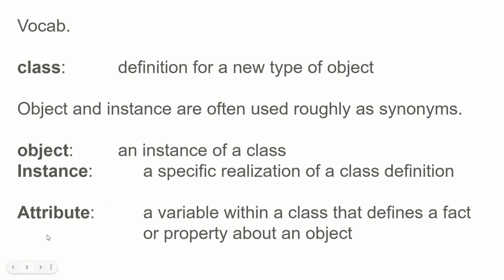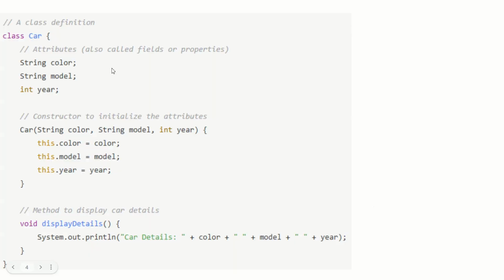Attributes are the variables within a class that define the facts about that class. So, for example, here's a car class. Color, model, and year are all facts about particular cars. So these would be attributes.